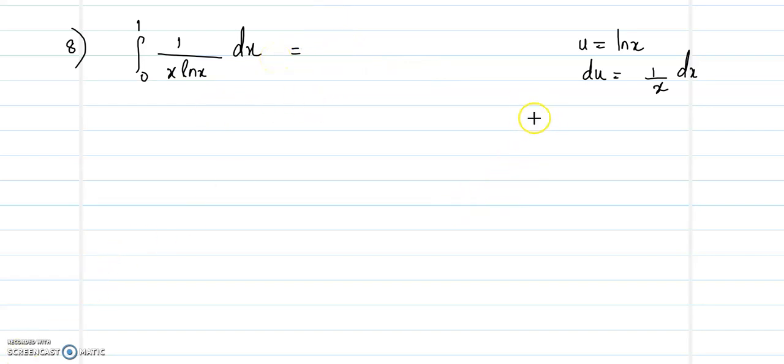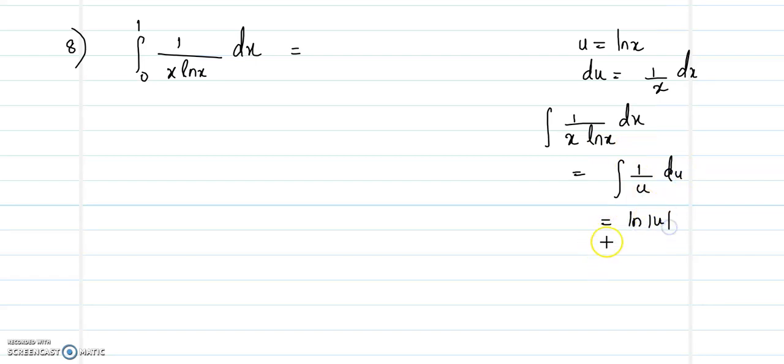For this problem, let us first evaluate the integral of 1 by x log x dx. We will substitute u equal to log x. So we will get 1 by u, since 1 by x dx will be du. So we will be getting log mod u. Now replacing u by log x, we will get log of mod log x.